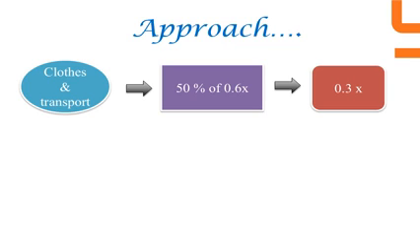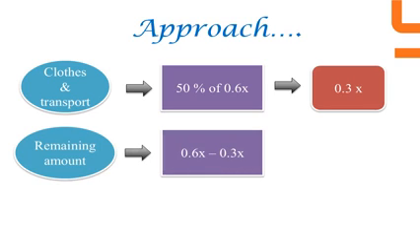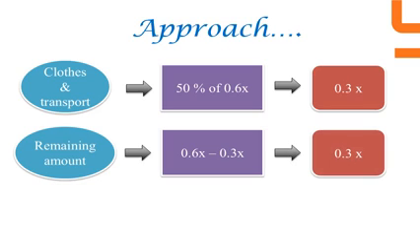Then what is the remaining amount left with him? It will be 0.6X minus 0.3X. So the answer is 0.3X. This is the amount left with him after spending on food plus clothes plus transport. Okay.